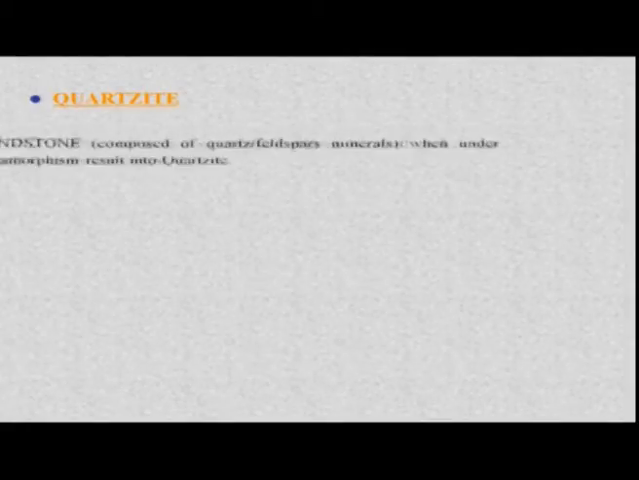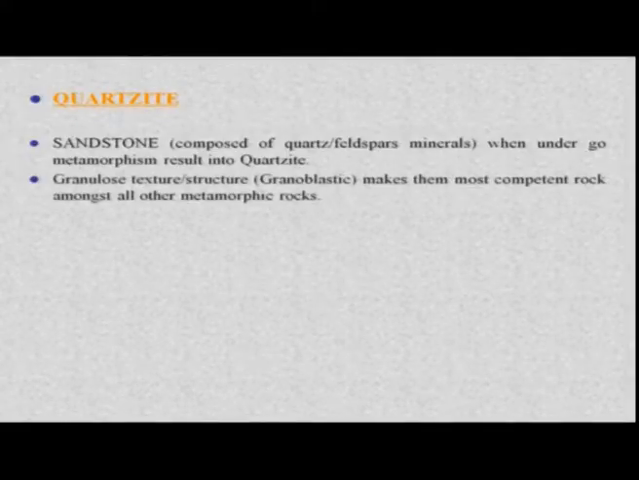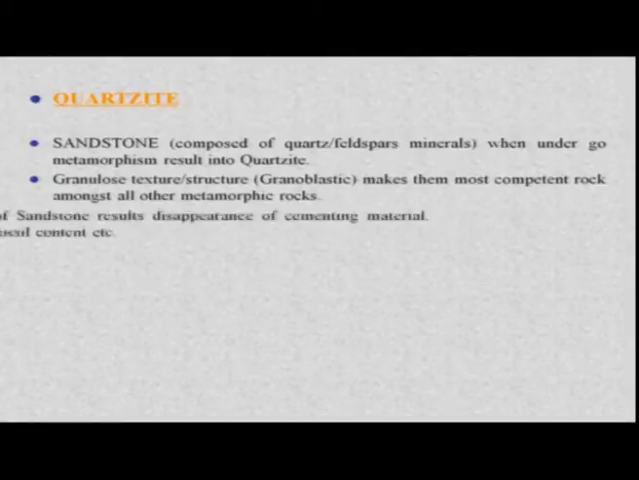Then coming to the quartzite, as we were talking about, the interlocking of the grains is very high, and we will see what we call the granulose texture type. Sandstone composed of quartz and feldspar minerals, when it undergoes metamorphism, results in the formation of quartzites. The granulose, or granuloblastic, texture makes them the most competent rocks amongst all other metamorphic rocks. So they are massive and very hard.